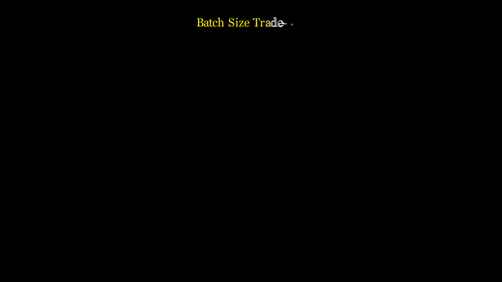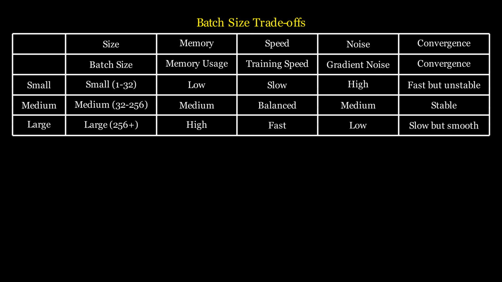Here's a summary of batch size trade-offs. Small batches use less memory but train slowly with noisy gradients. They can converge quickly but unstably. Large batches need more memory and compute but provide stable gradients. Medium batches often provide the best balance for most applications.